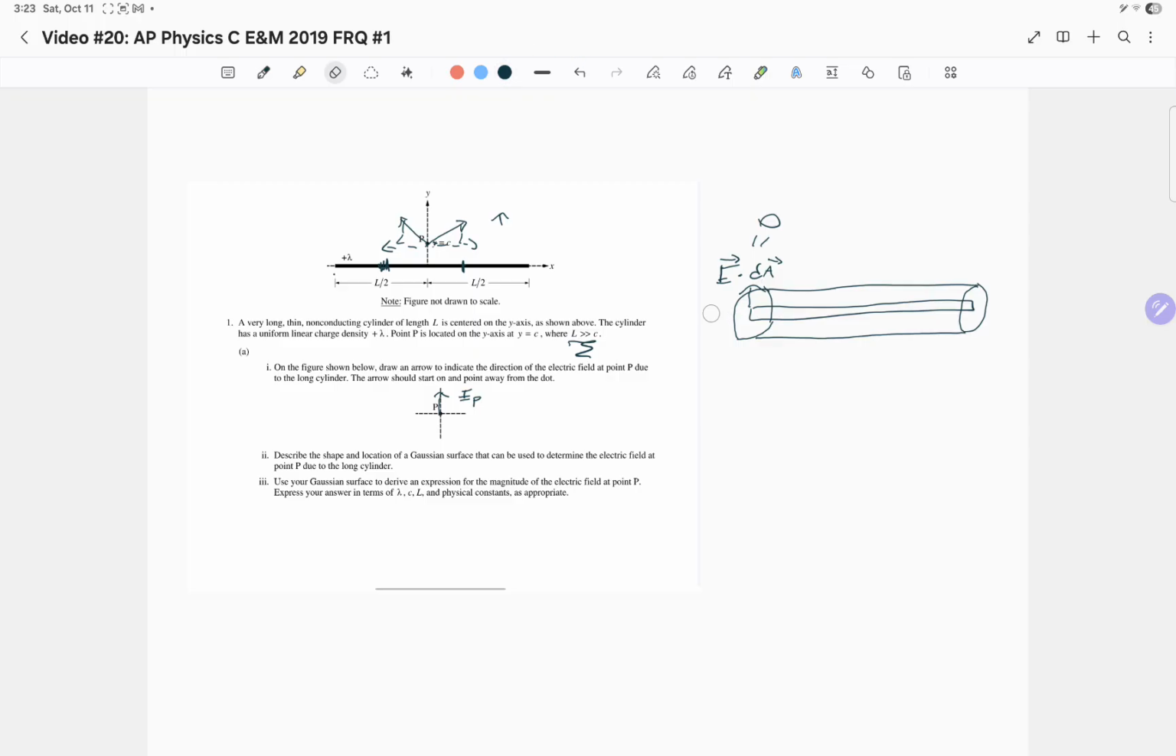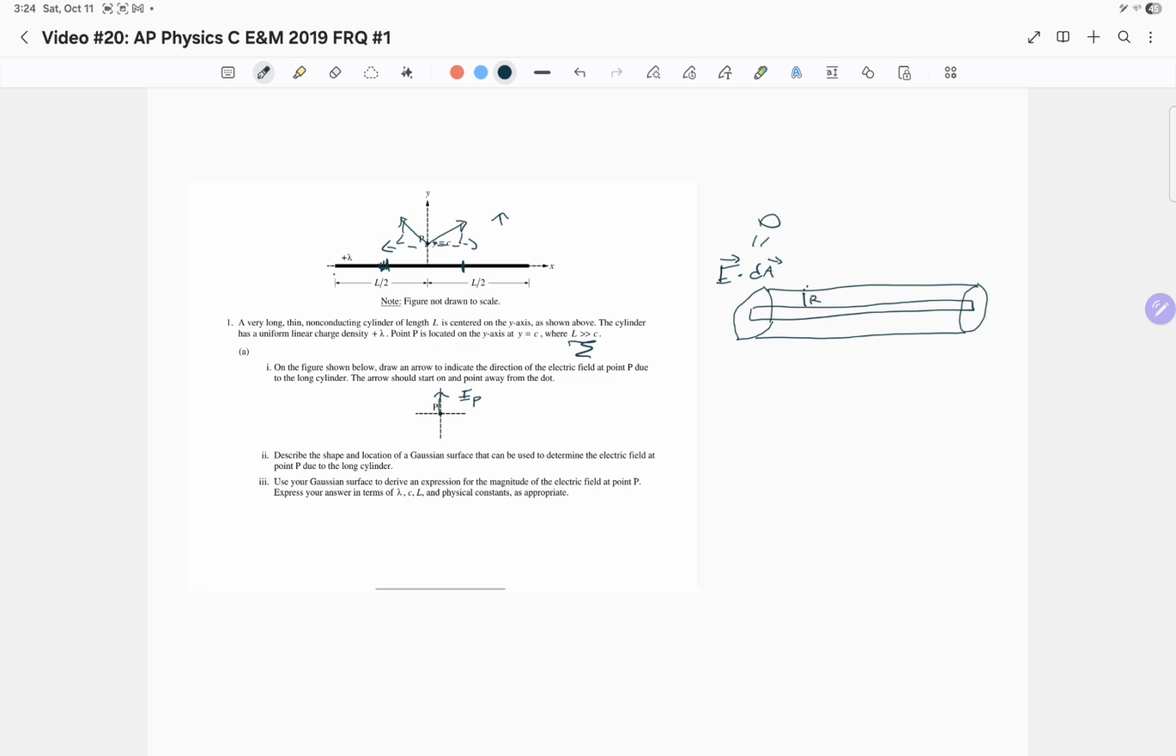But at every other point, in order for Gauss's law to apply, the electric field must be constant, and that's true because we're at a radius r, whatever we choose, away from the surface, so the electric field is going to be constant.